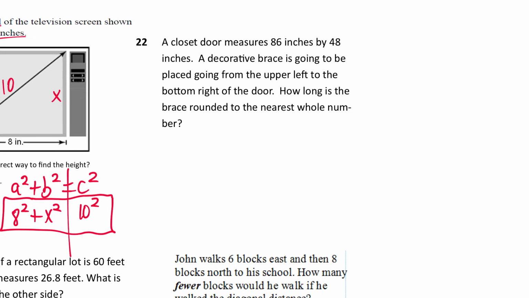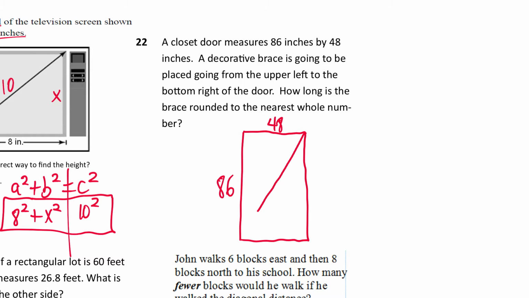All right. Number 22, you have this closet door. And it measures 48 by 86. And it's got this decorative brace put on it like this.